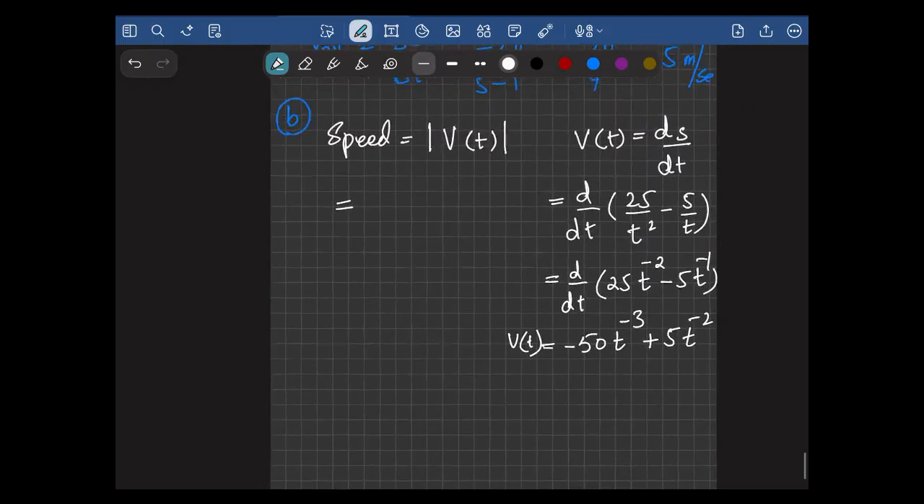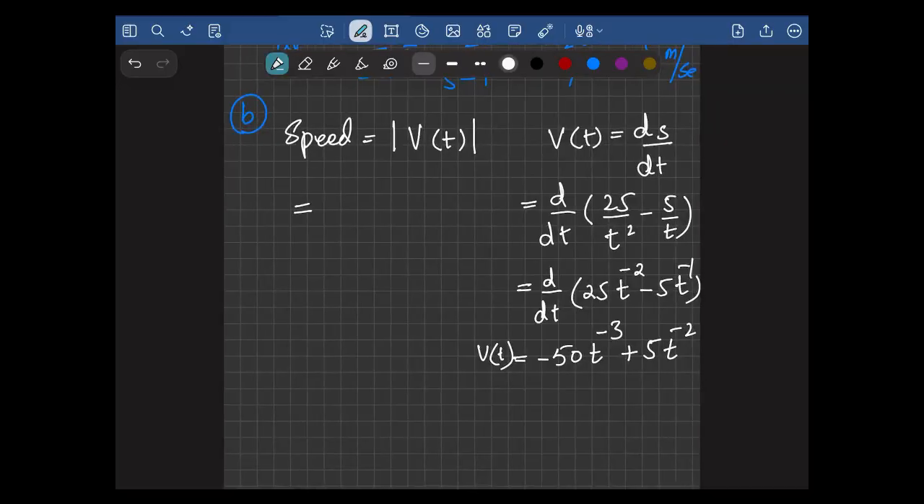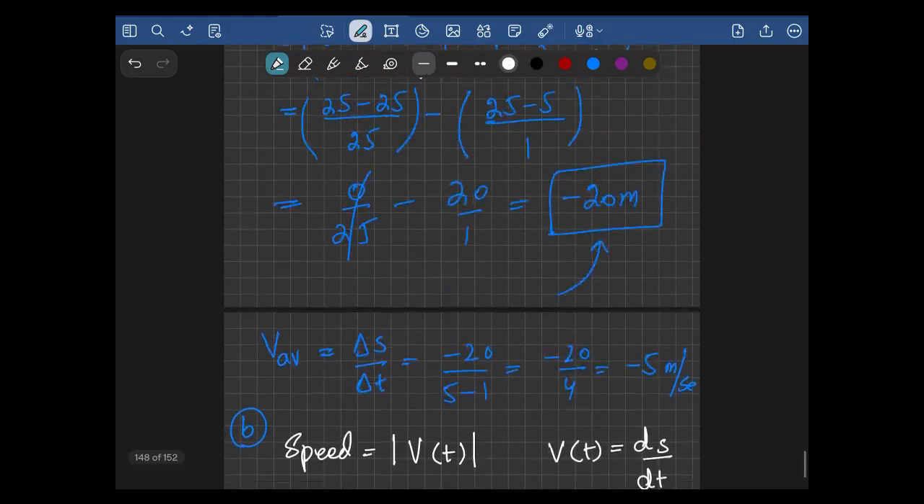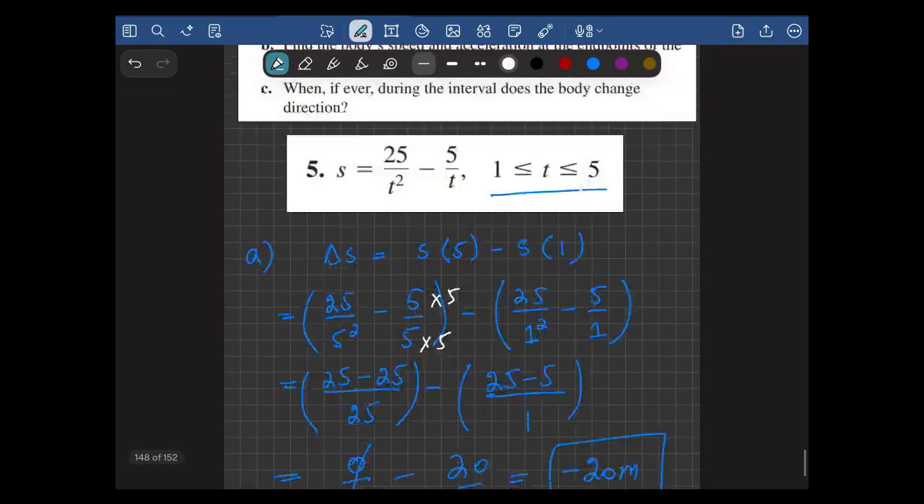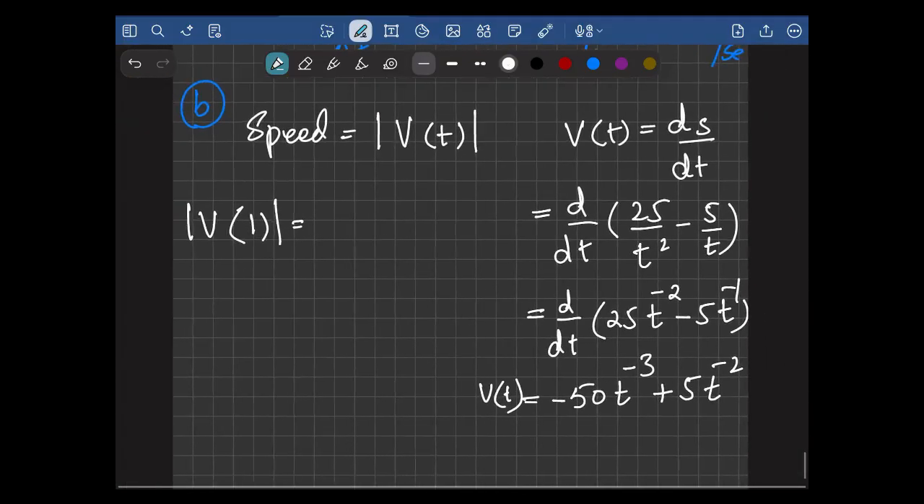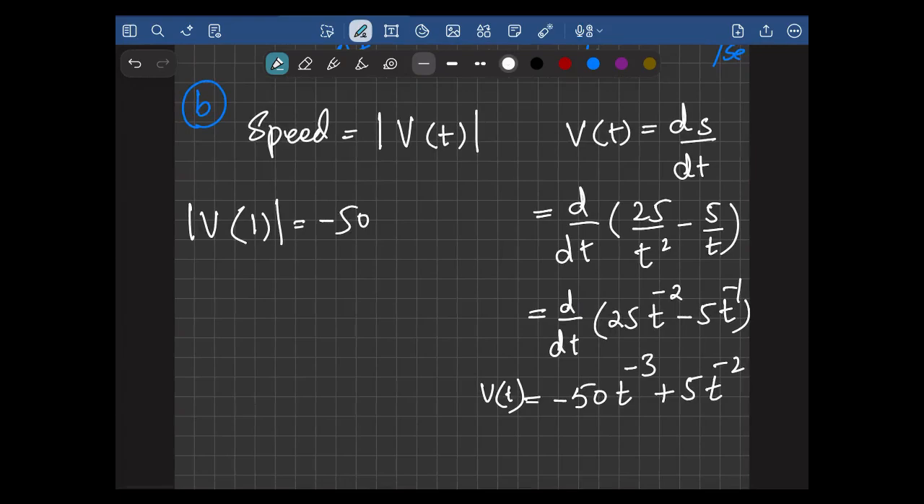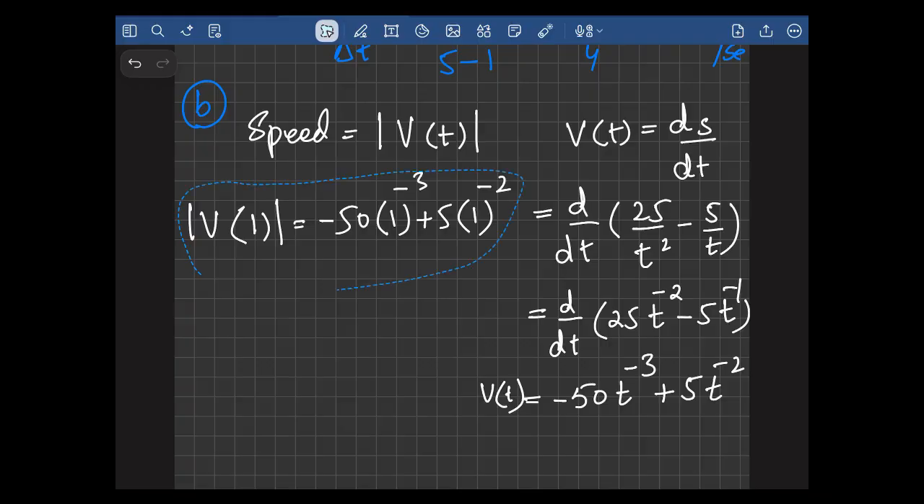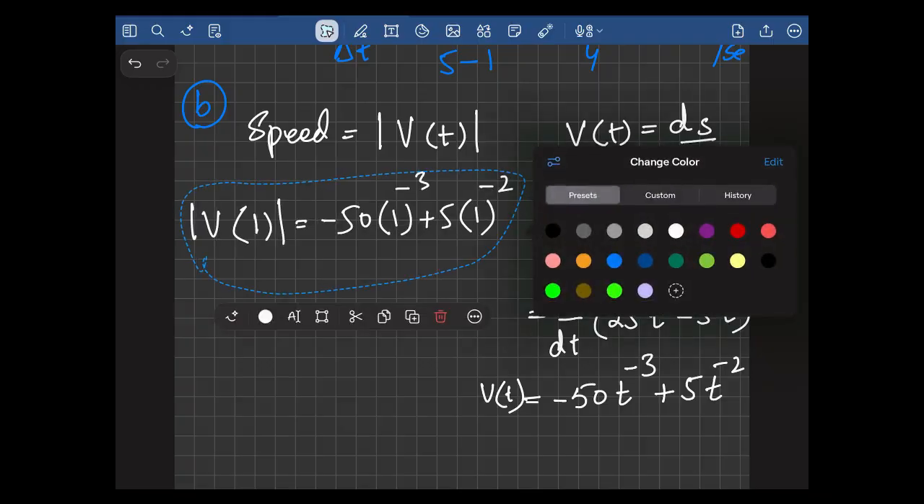Now we have to find the speed, or absolute value of the velocity, at the two endpoints. At the first endpoint, which is 1, because the time interval starts from 1 to 5. So at 1, the speed is going to be equal to, let's substitute t with 1 everywhere. Wherever we see the t, we switch it with 1: minus 50 times 1 raised to power minus 3, plus 5 times 1 raised to power minus 2, in the velocity equation.